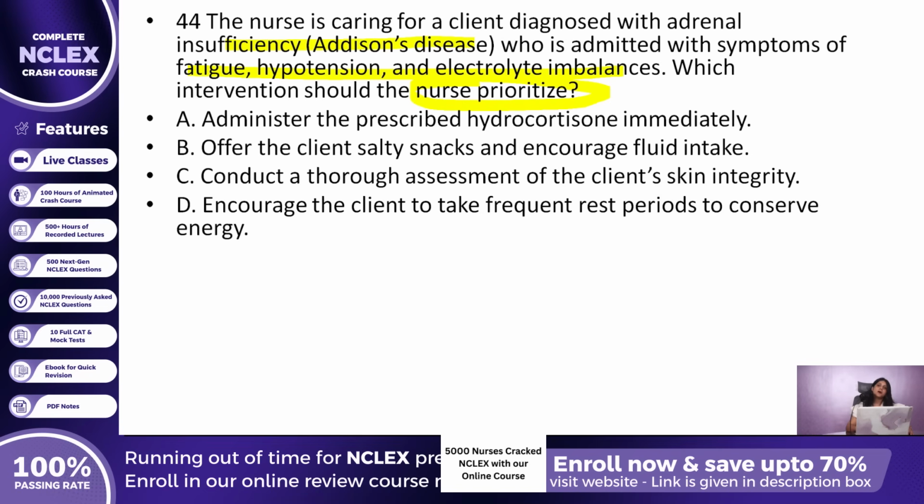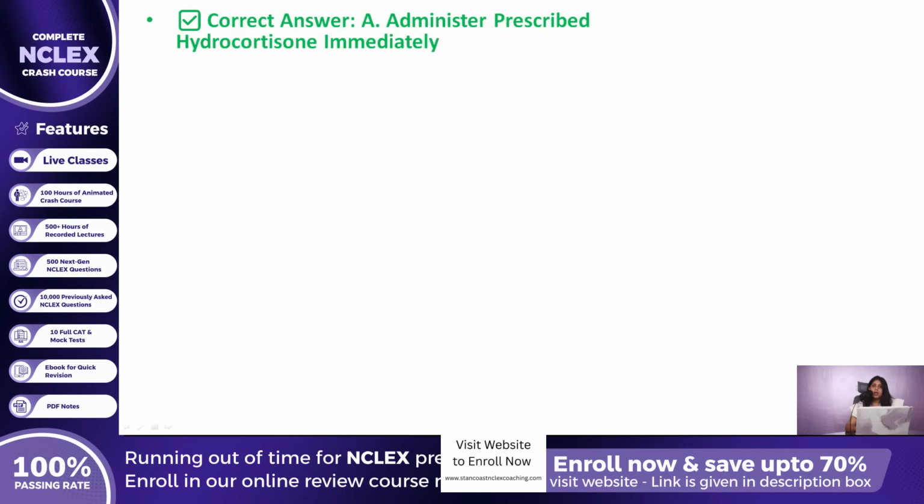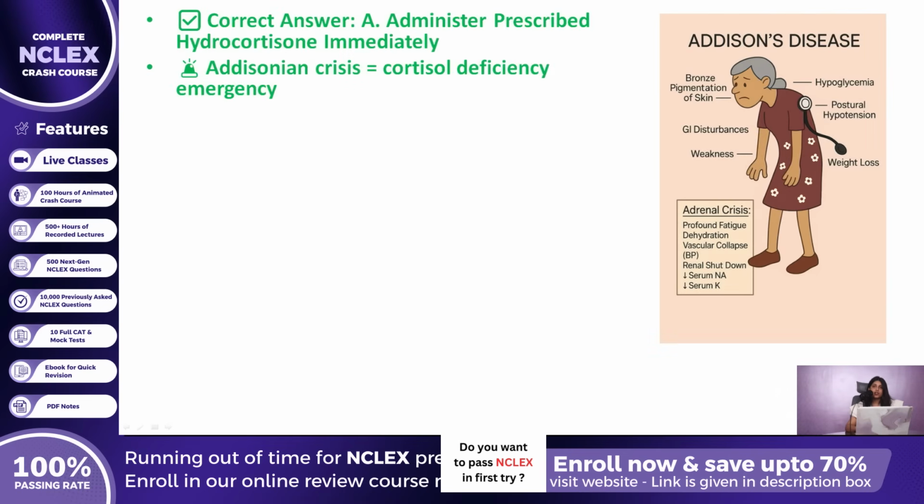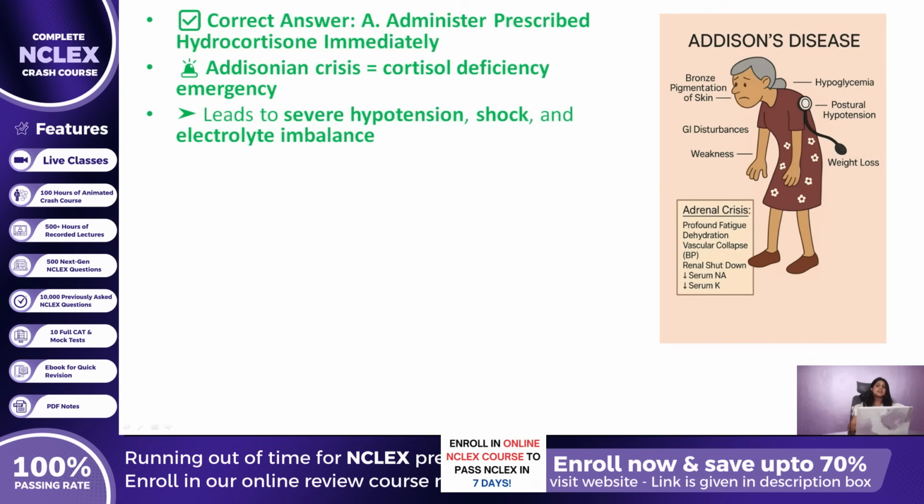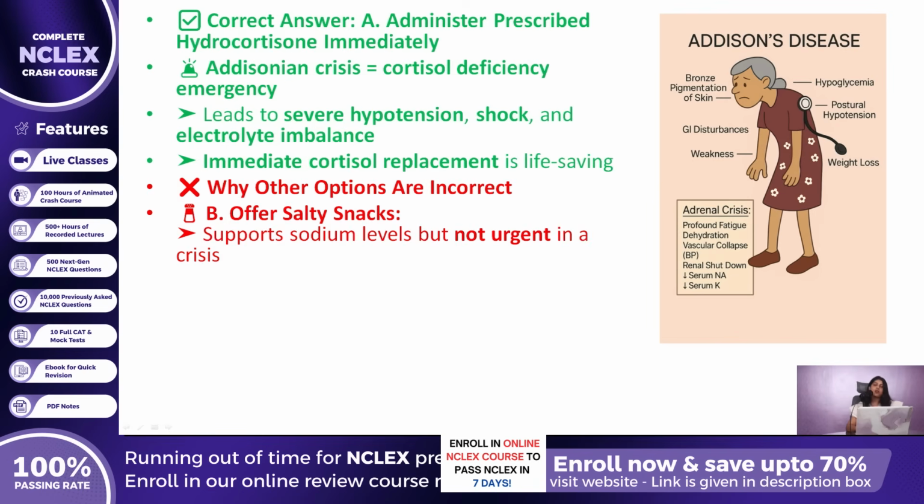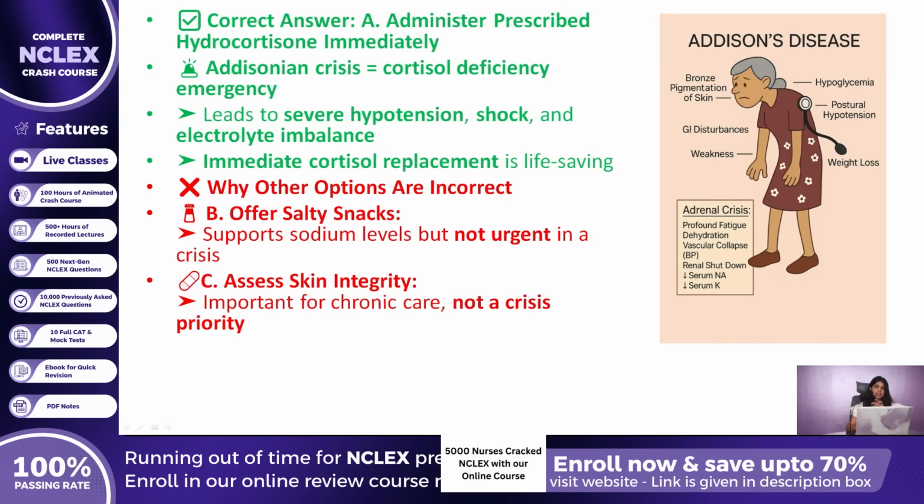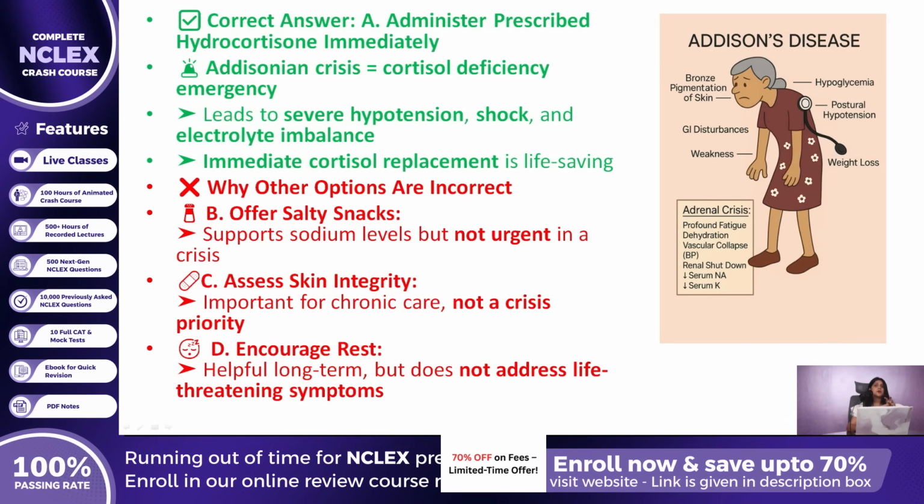The correct answer is option A, administer the prescribed hydrocortisone immediately. In Addison's disease, cortisol deficiency can lead to adrenal crisis, causing life-threatening hypotension and shock. Option B, offering salty snacks, is supportive but not urgent. Option C, assessing skin integrity, and option D, encouraging rest, are important for long-term care but not critical in an acute crisis. Prompt cortisol replacement is the top priority.